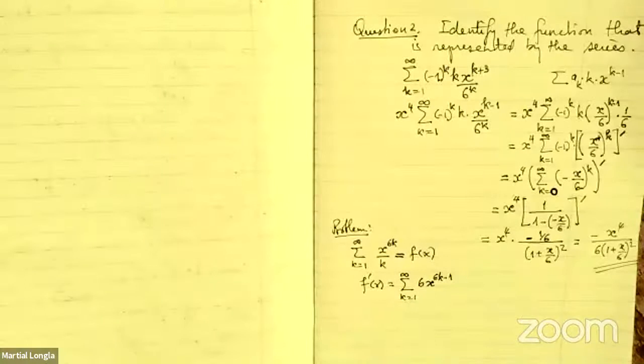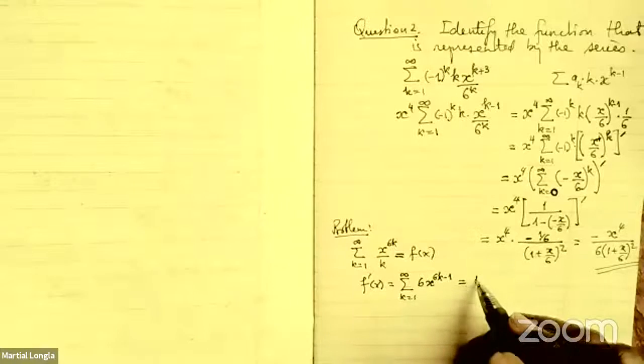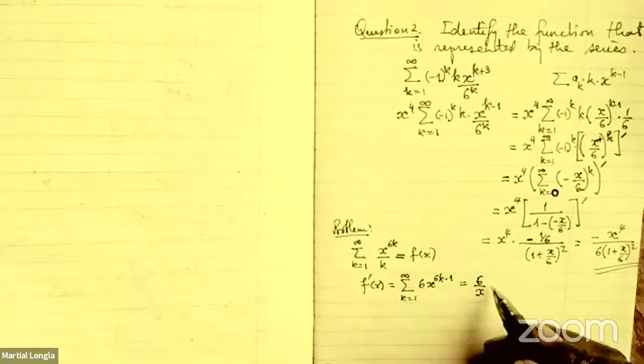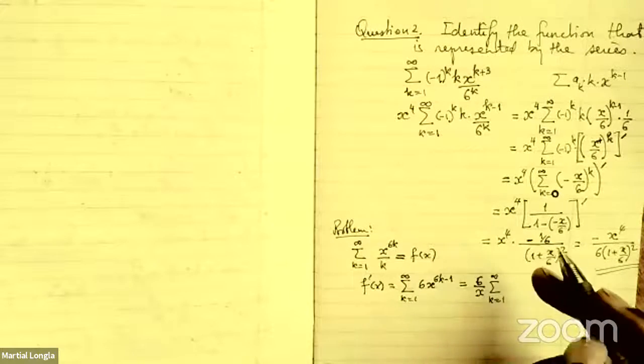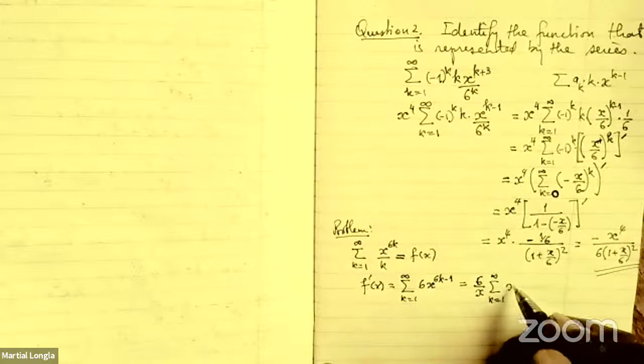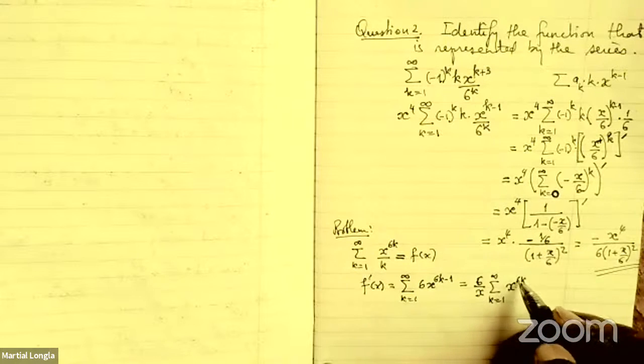And what next? At this point, do you have to get rid of the k minus 1 in the exponent to be able to bring it into a function? So you're taking technically what, 6 over x out. That's sum k from 1 to infinity, x to the power 6k. What next?